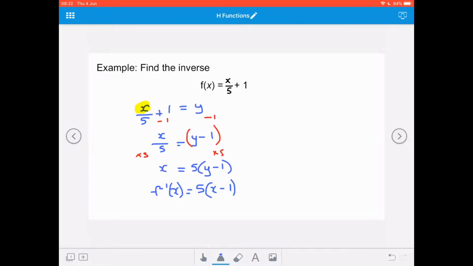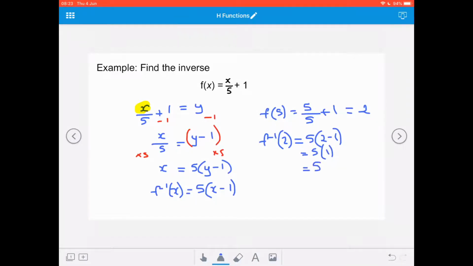So if we say that f of 5, and we've got 5 over 5 plus 1, so that's going to give us a value of 2, then our inverse function of 2 should, and we're doing 5 multiplied by 2 minus 1, which is 5 multiplied by 1, which is 5, give us the value that we put into our initial function, 5, and so this is the correct inverse for my function.